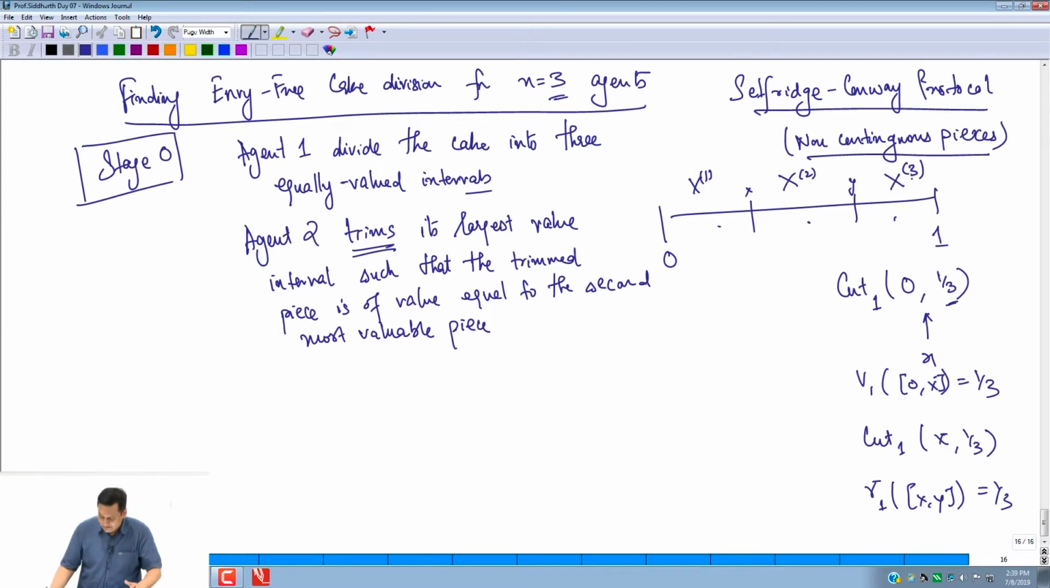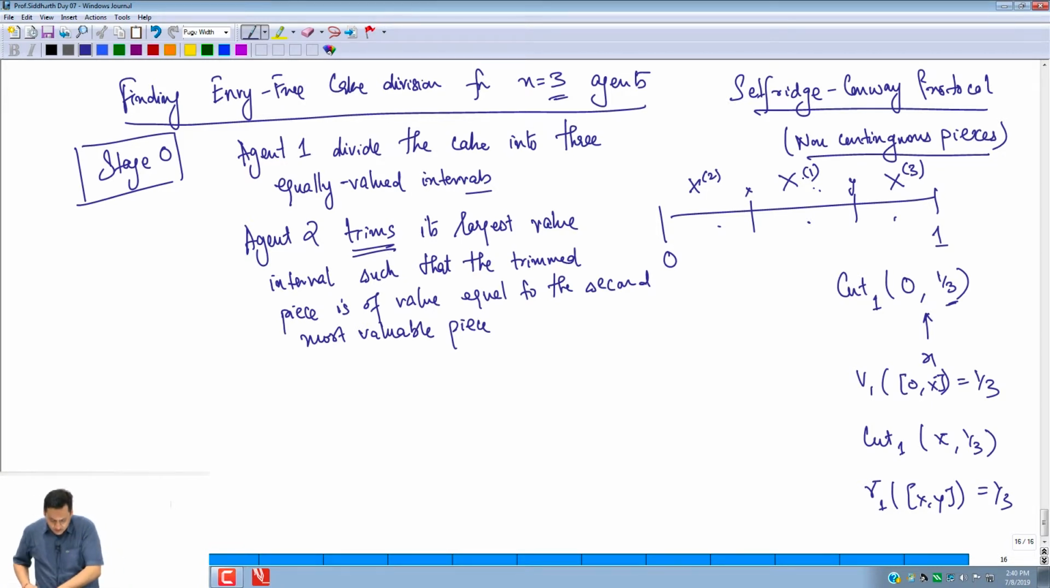So I have 3 pieces for 3 intervals. For agent 1, they are all equivalued, but I have indexed them such that agent 2 values x1 more than x2 and agent 2 values x2 more than x3. So again, where they are located doesn't matter. It can be that this is x2 and this is x1, by which I mean the middle piece is the most valued piece by the second agent and the leftmost piece is the second largest, and so on.